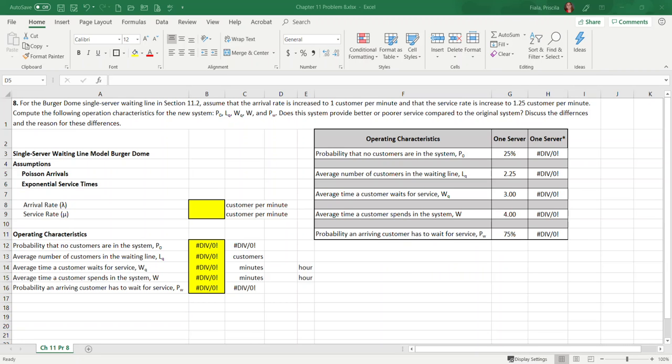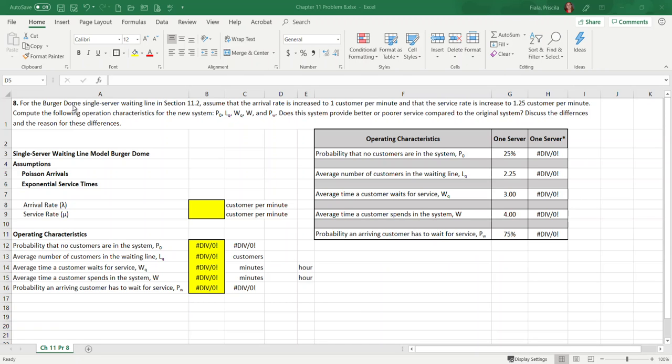I did want to cover this because on week 4 you're going to be assigned a case that does work with this single server waiting line model, but it's also going to work with the multiple server. So I'm going to go over the single server just to give you an idea how you make comparisons to come up with an analysis.